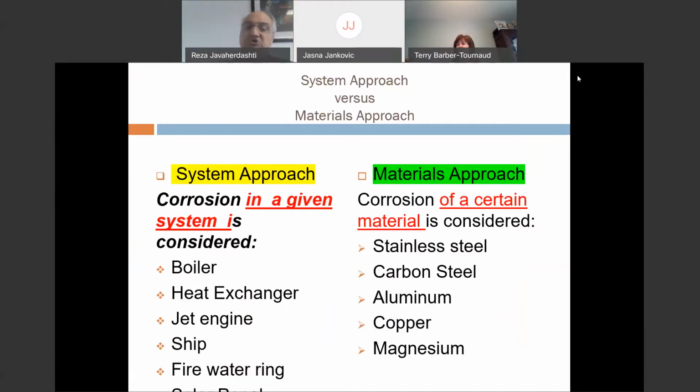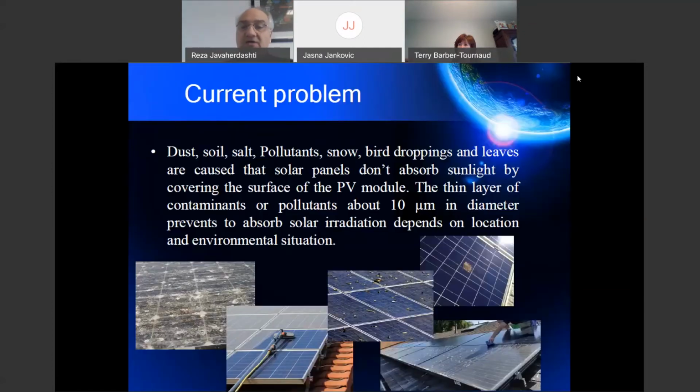In this presentation, I will try to use a mixed kind of approach, system and materials. Bear this in mind so that when we talk about corrosion in solar panels, you should not be surprised, because as I said, I will try to use a mixed approach. The current problem is this.